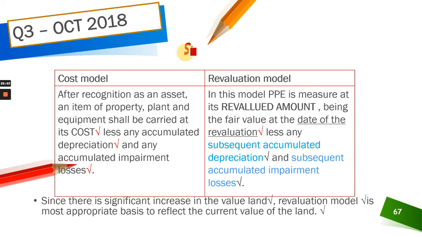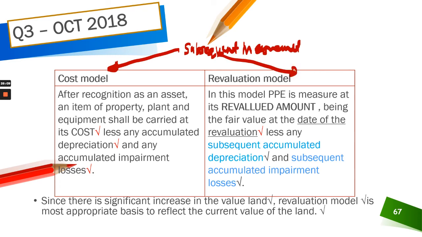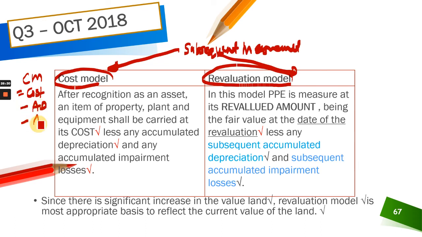So if you can still recall subsequent measurement, which is step 6, right? There are cost model and revaluation model. So you need to discuss this. Either you can put this in a table like this, side by side, or you can put that in a paragraph. Okay, so under cost model, if you recall, the cost model is about cost minus accumulated depreciation minus accumulated impairment loss, AIL.